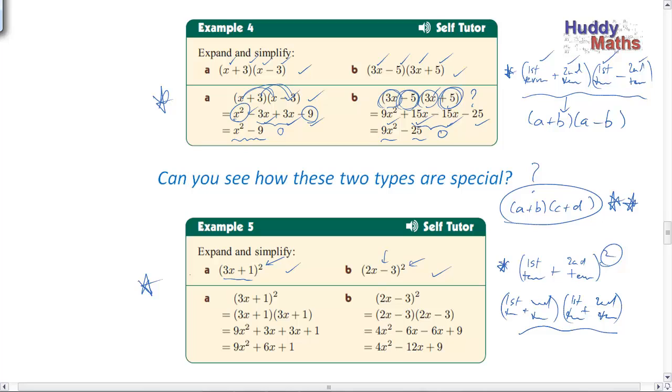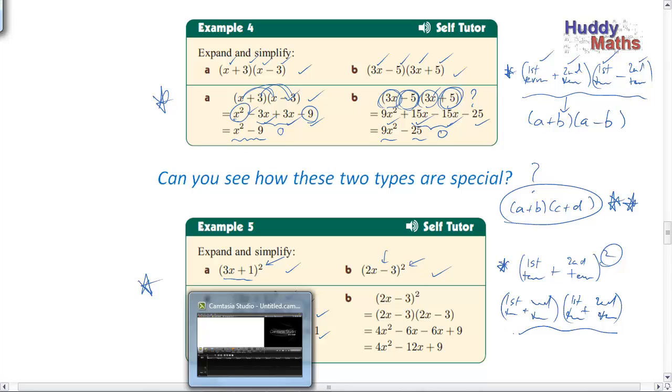Example 5. 3x plus 1 squared. 3x plus 1 by 3x plus 1. 3x by 3x, 9x squared. 3x by 1, 3x. Plus 1 by 3x is 3x. 1 by 1 is 1. Oh, something different happening here. We have a repeated middle term. 3x plus 3x is 6x.